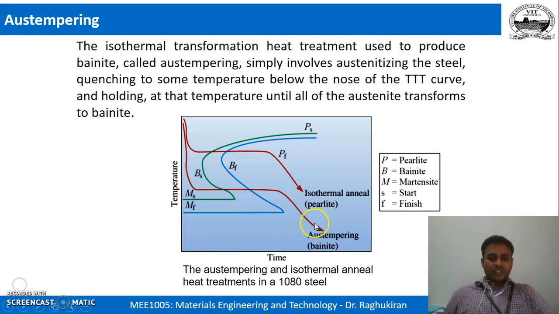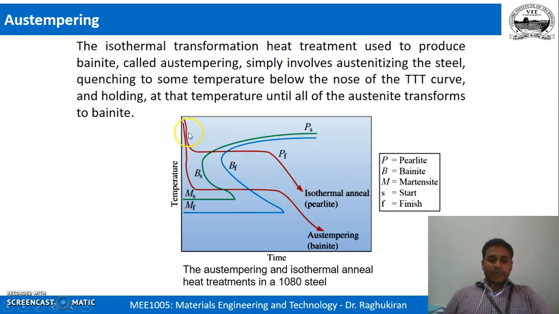So I just repeat, if you heat a steel sample to austenitic temperature, that is here, and bring it to above nose temperature, anywhere above the nose temperature, and keep it at constant temperature, you get perlite, and that is called isothermal annealing. You know what annealing is.